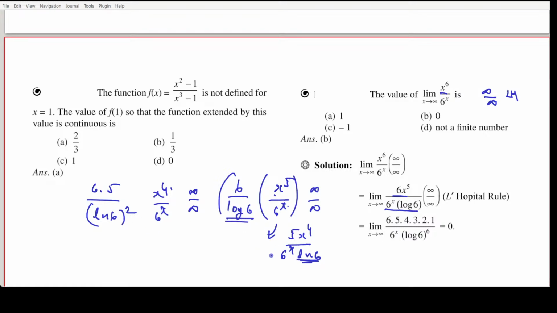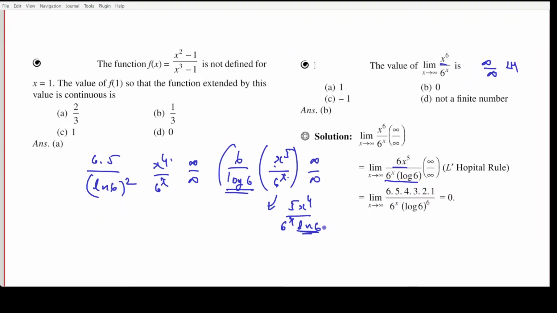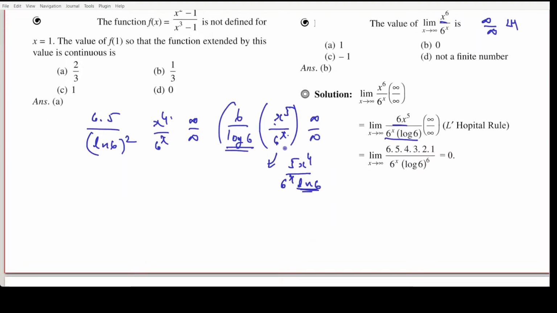Earlier one more ln 6 is there. Understood? If you differentiate 6 power x, what are you getting? 6 power x ln 6, no? And then you're multiplying that by... so earlier we got ln 6. So this is still in infinity by infinity format. So what do you have to do? You have to differentiate this, right?